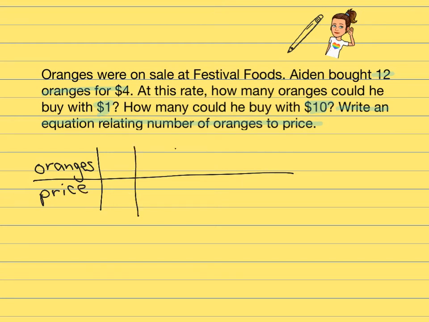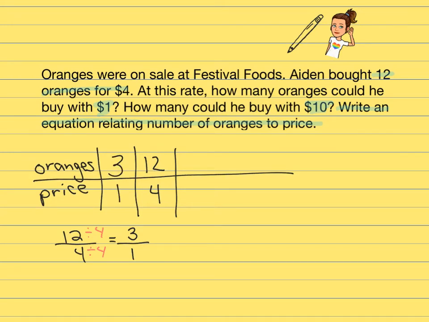Now we can fill in the numbers that we're given. We know that Aiden can buy 12 oranges for $4. If we take this 12 over 4 and we write it as a fraction, we can divide it. 12 divided by 4 equals 3. If we would write out all the steps, it looks like this. We're dividing by the greatest common factor, which is 4. And 12 divided by 4 equals 3. And 4 divided by 4 equals 1.